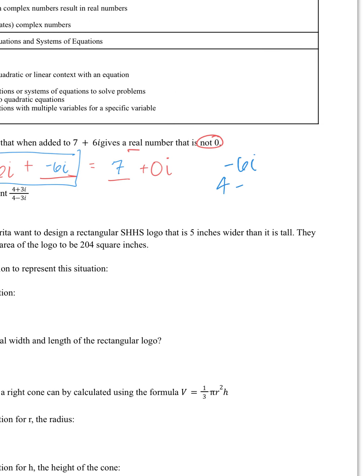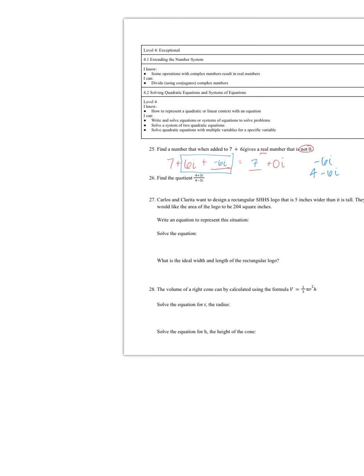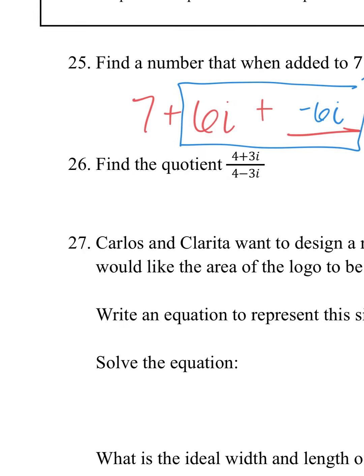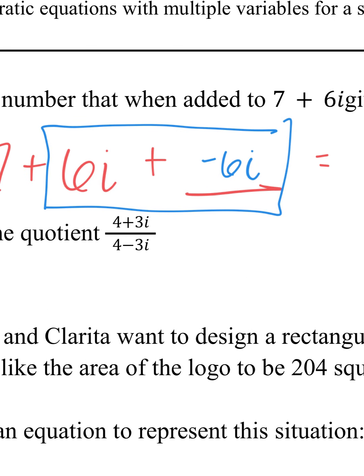So negative 6i would be one of those such numbers. You could also have 4 minus 6i, because then you would have 7 plus 4 is 11 plus 0i, so it would just be 11. Okay. So find the quotient. The easiest way to find the quotient is to multiply by the complex conjugate of the denominator. And so we take this number down here and flip the sign of the imaginary component, so it would be 4 plus 3i. And we multiply it by the bottom, and we multiply it by the top, because that's just multiplying by 1.